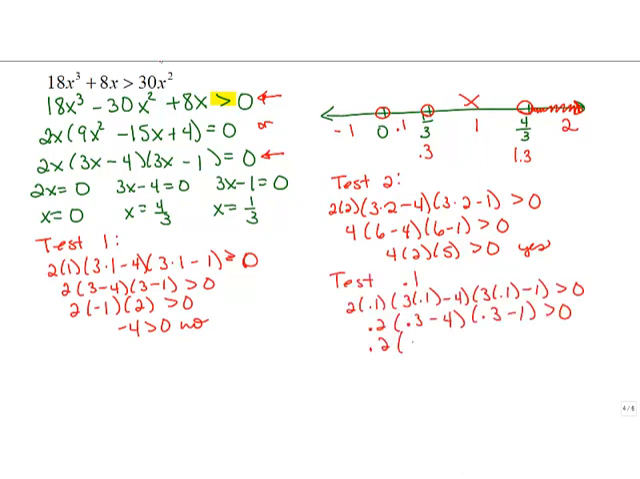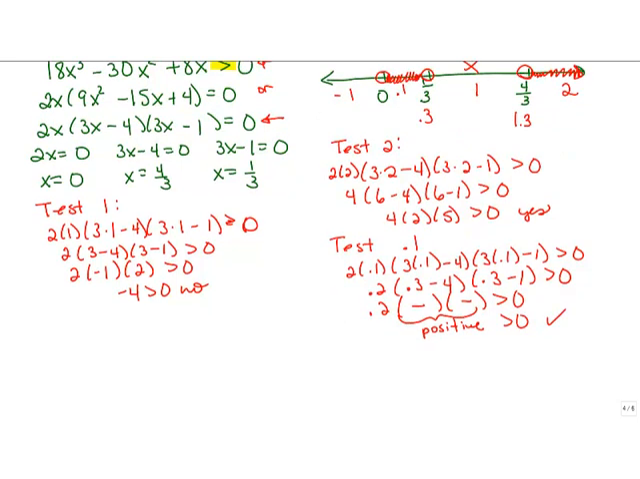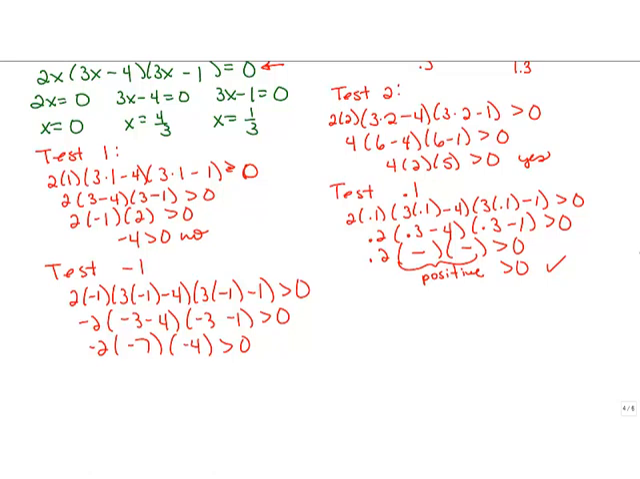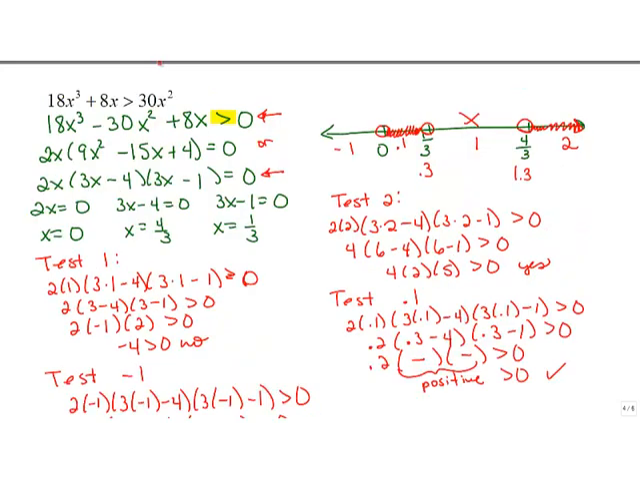I once again don't have a calculator, so I know that 0.3 minus 4 is negative and 0.3 minus 1 is also negative. Since two negatives multiplied makes a positive, then I know I have a positive answer, which is always greater than 0. I have three negatives multiplied together here, which makes negative. A negative is never greater than 0. Shade the intervals and write your answer in interval notation.